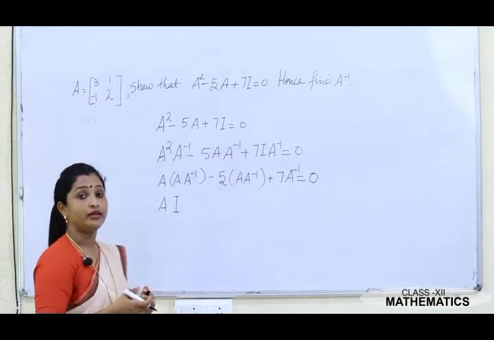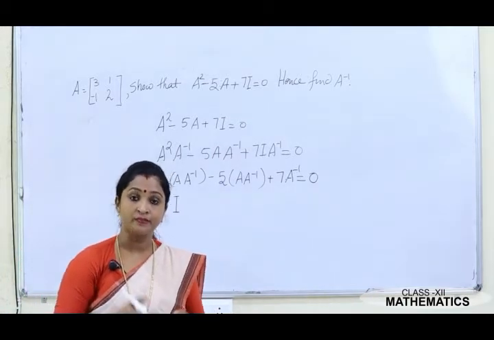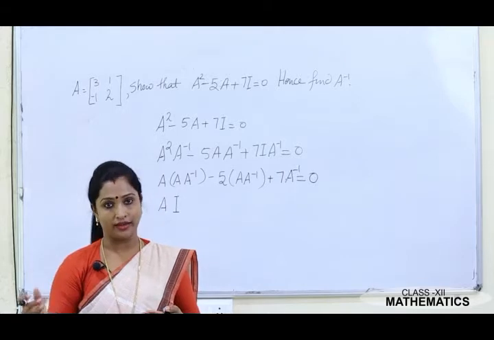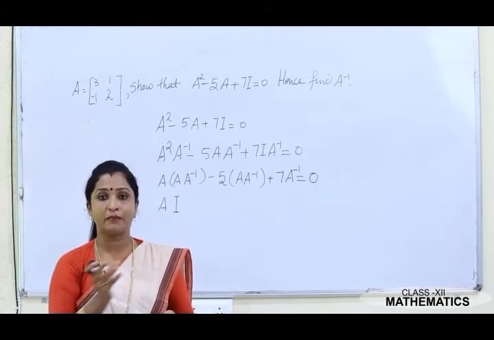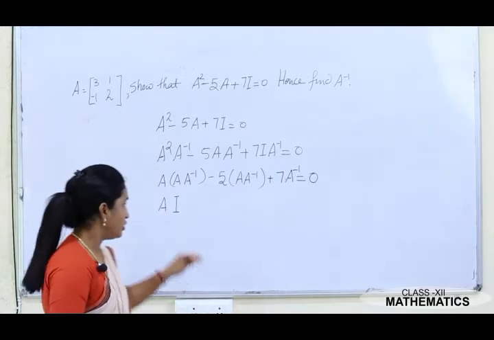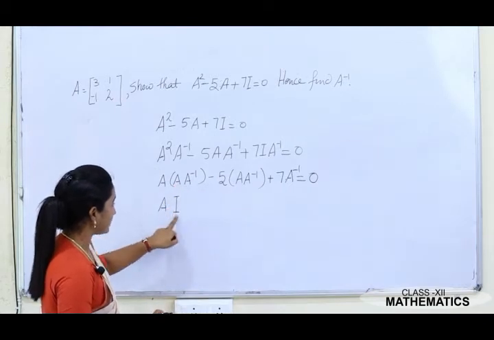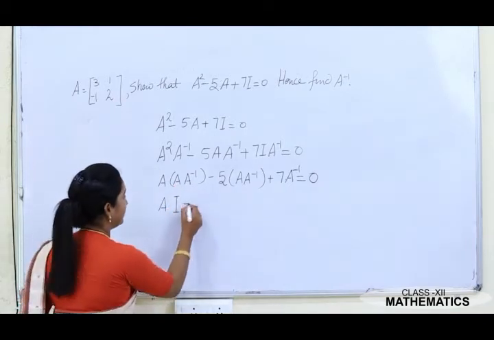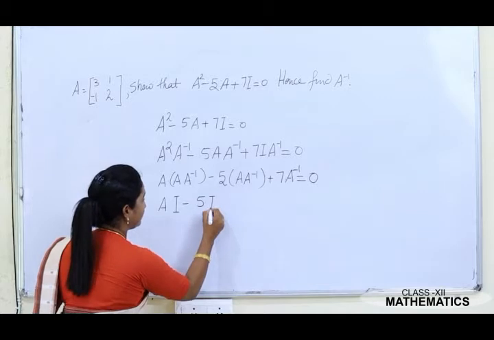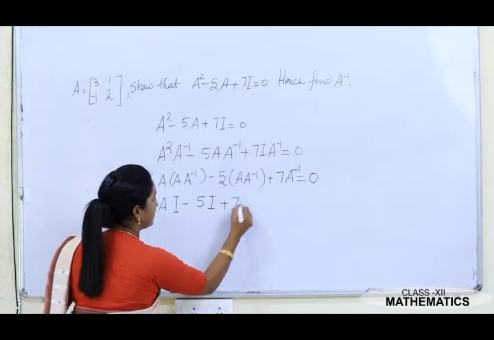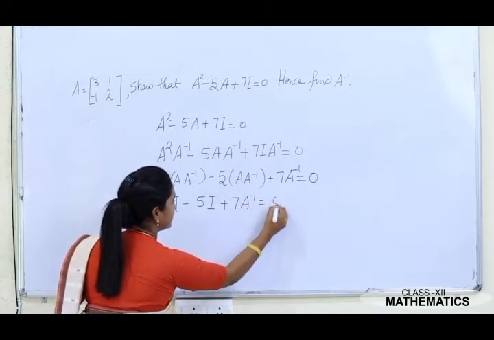What I'll do here, I'm writing this A A inverse as I. You know, if A is invertible, what is the condition? AB is equal to BA is equal to I. AB is equal to BA is equal to I means what? B is A inverse only, okay? So here A A inverse is nothing but I, okay? And here also it is 5I, correct? Plus 7A inverse is equal to 0.